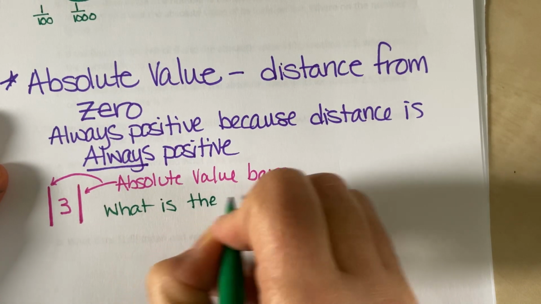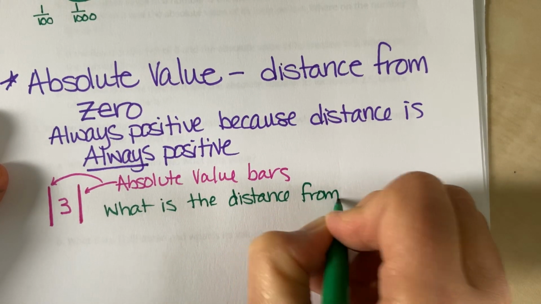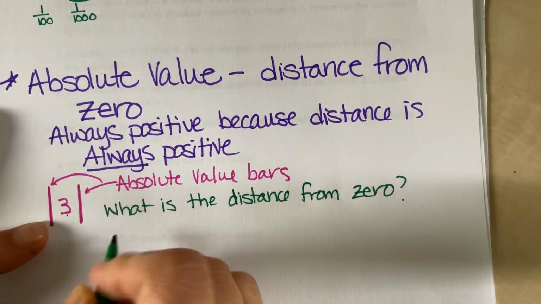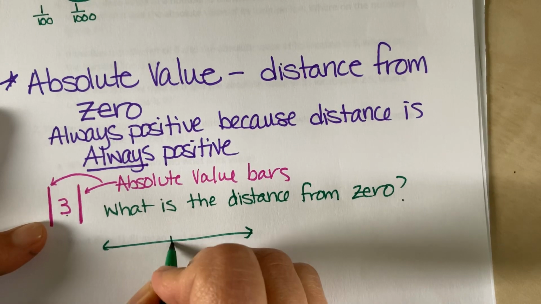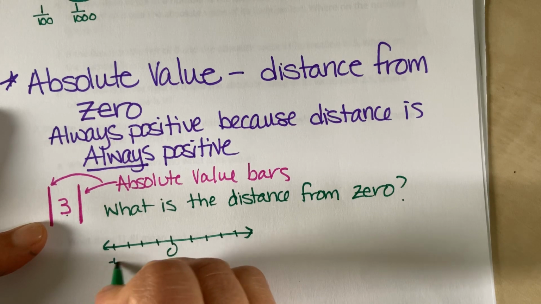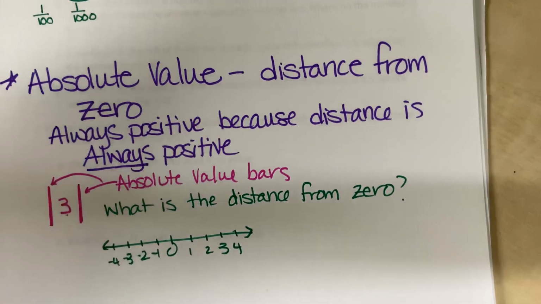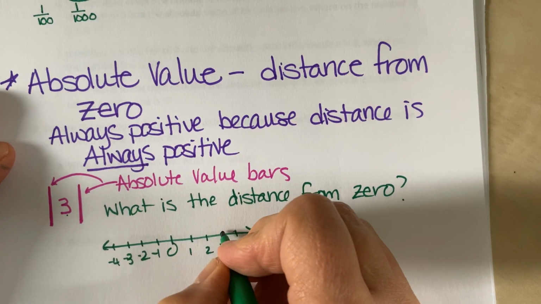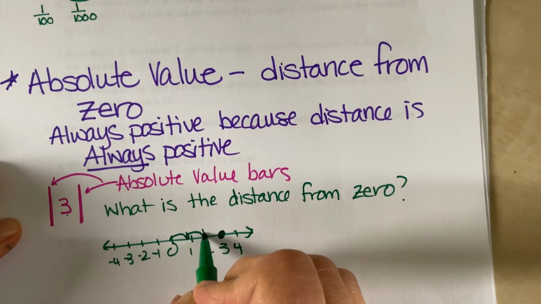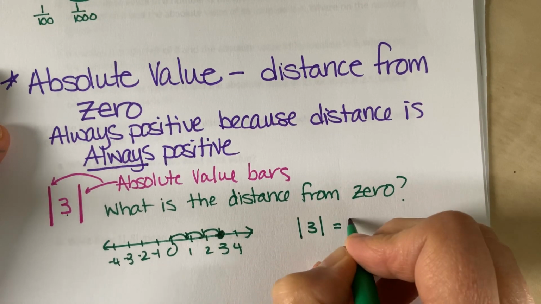Instead of saying the absolute value, let's say what is the distance from 0? So I'm saying I'm 3 places from 0. So even if this was 0, 1, 2, 3, 4, negative 1, negative 2, negative 3, negative 4. Okay, so if I say what is the absolute value of 3, I'm saying what is the distance of 3 from 0? I went 1, 2, 3. So the absolute value of 3 is 3.